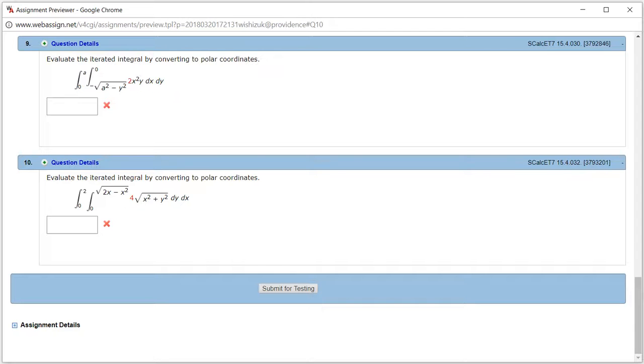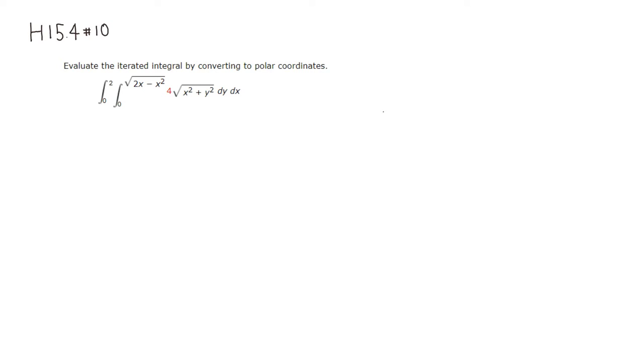All right, let's look at the homework 15.4, problem number 10. Let's evaluate this double integral using polar coordinates. First, let's sketch the region. Here we're doing the integral with respect to y.